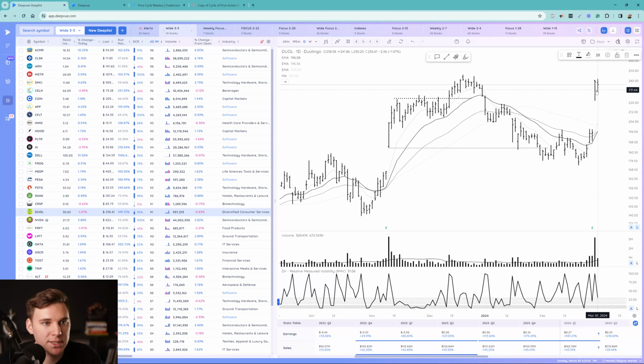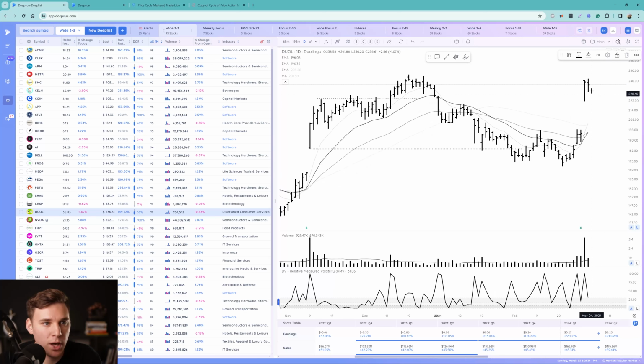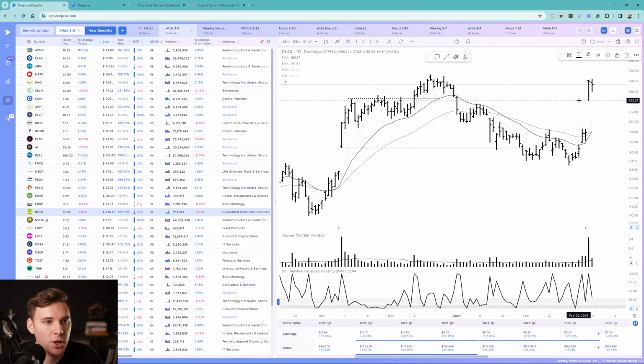Duolingo, really nice earnings gap, good close, good volume as well. Tight day the next day on Friday, and just watching to see how this develops. But I really like the story here. You can see accelerating earnings. This is one of the really cool things about DeFi.